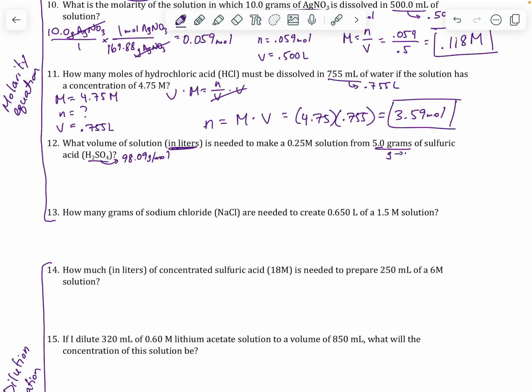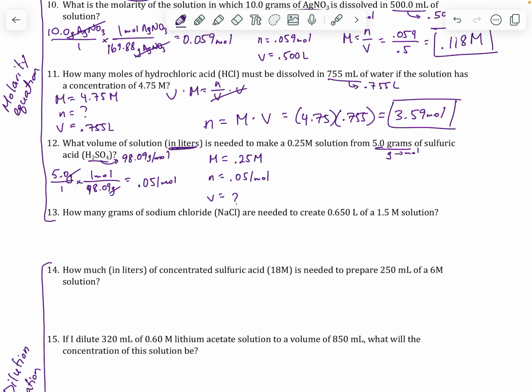So grams to moles. I start with 5 grams. I divide by the molar mass, which is our 98.09 grams, with 1 mole on top. And it's going to cancel out grams. I am going to get 0.051 moles. Now I have my inventory that I can set up. So I have a 0.25 molar solution. I don't know the volume. I do know that it is 0.051 moles now that I did my conversion.